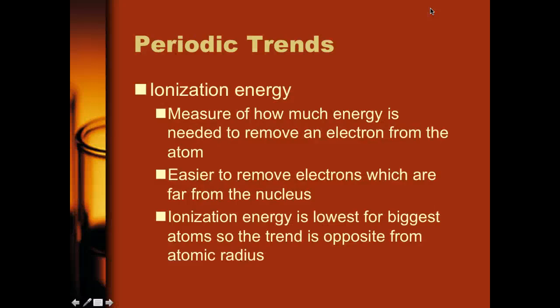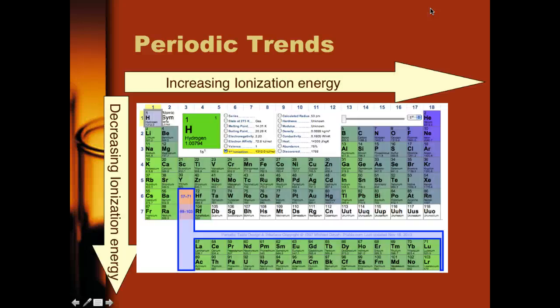Periodic trends. Ionization energy. Ionization energy is the amount of energy it takes to pull 1 electron away from an atom. The farther an electron is from the nucleus, the easier it is to pull it away. So bigger atoms mean lower ionization energies. So this is where we get a connection to atomic radius or size. Larger atom, lower ionization energy. They are opposites. So let's look and see how that looks.